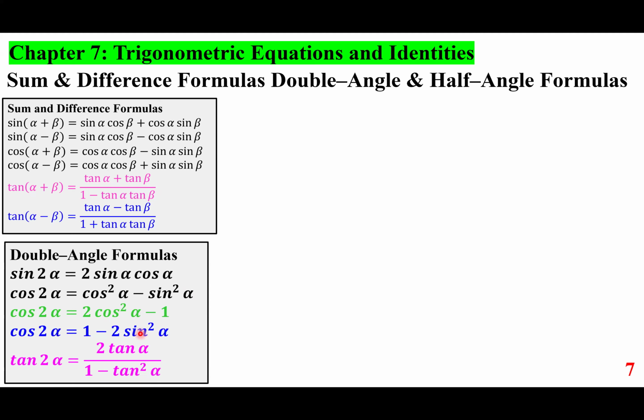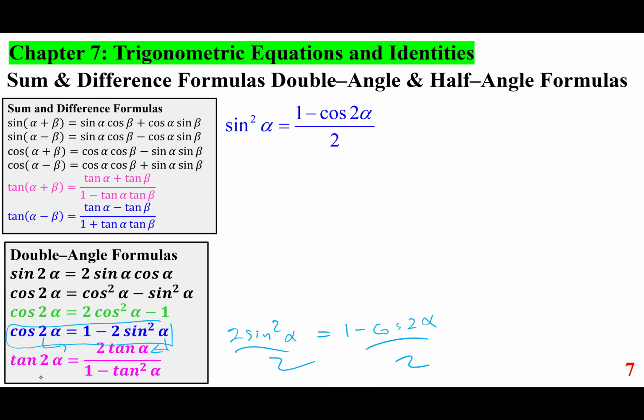So if I want to solve for sine squared, I'm going to move this to the right and say 2 sine squared. And I'm going to move the minus 2 sine squared to the left and cosine 2 alpha to the right: 1 minus cosine 2 alpha. So if I divide both sides by 2, I get sine squared of alpha. And if I cut this in half, I have to cut this in half. I get sine squared of alpha over 2 is 1 minus cosine alpha over 2.